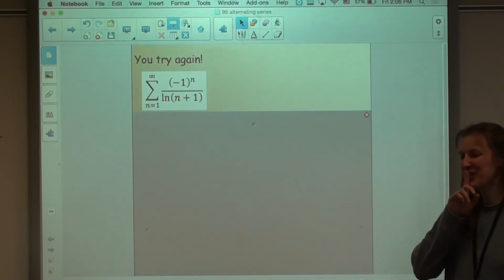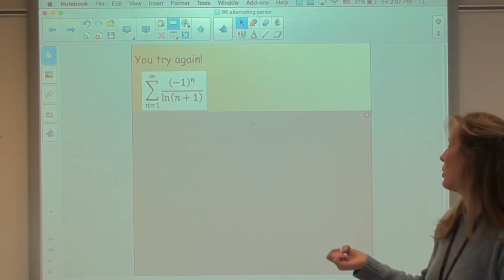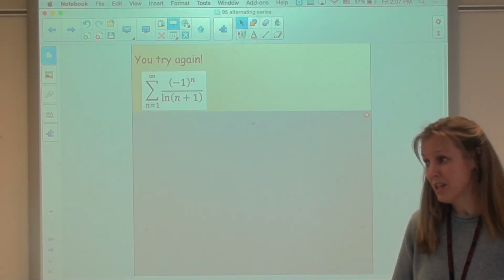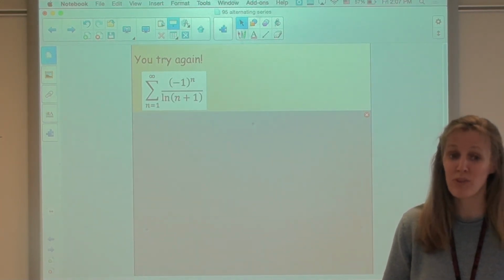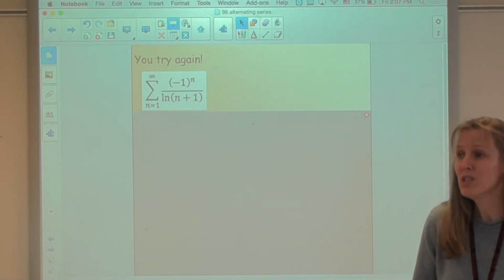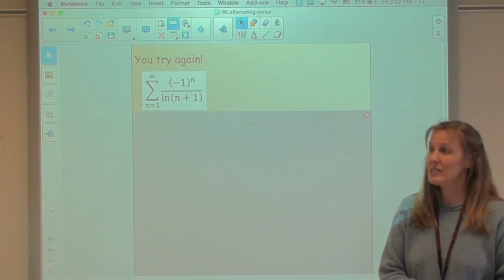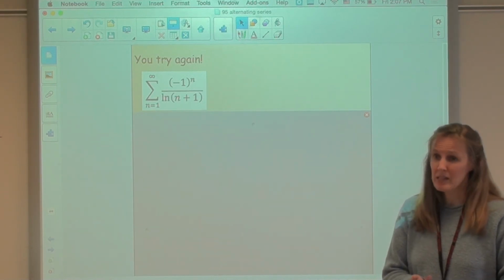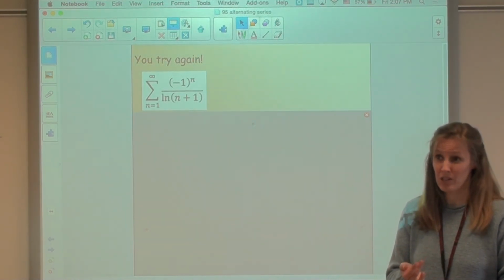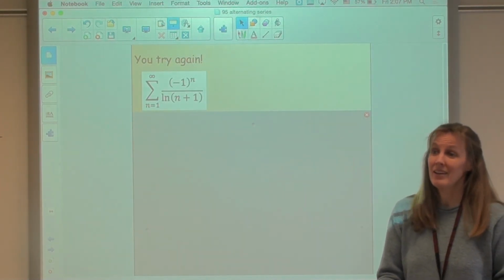Here's the thing. If you use either of your comparison tests and compare this with 1 over ln n, you don't know if 1 over ln n converges, so you can't use a comparison test with it. It's not nth term, it's not geometric, it's not a p-series. You could do the integral test, which we tried earlier today, and you end up with infinity minus infinity, which of course we know is inconclusive.